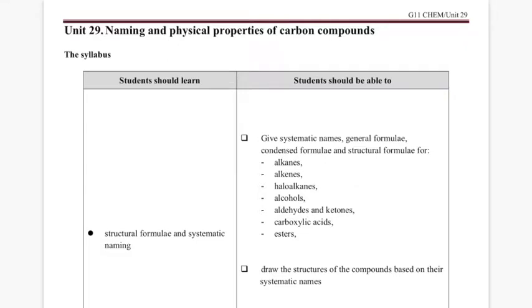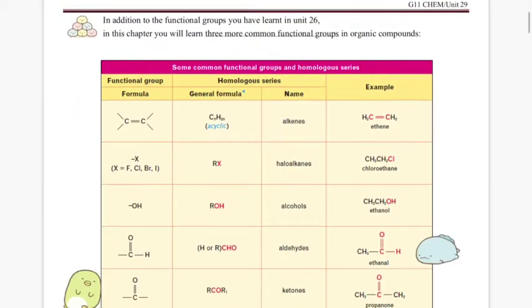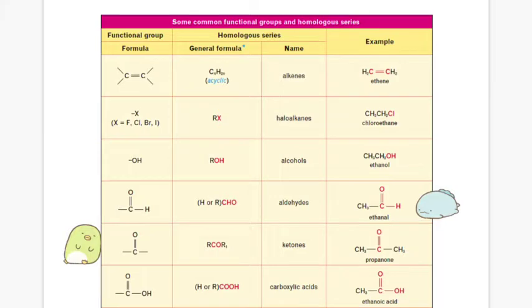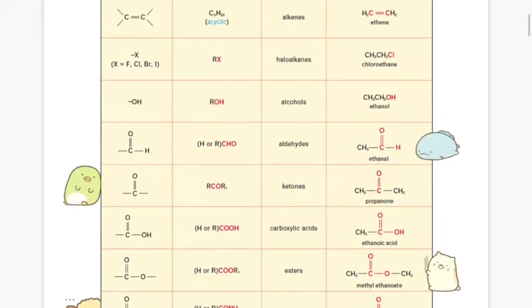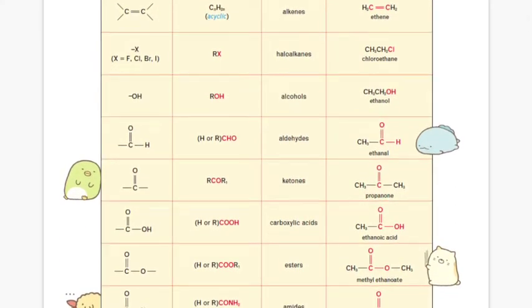Today we are going to start Unit 29, Naming and Physical Properties of Carbon Compounds. So in grade 10, you have already learned how to name some simple organic compounds. Here on this table, you should already be able to name alkenes, haloalkanes, alcohols, and also carboxylic acid. So in this unit, I'm going to teach you how to name aldehydes, ketones, and also esters.